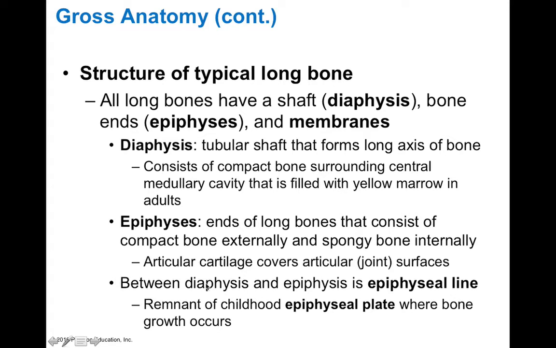Now, between the diaphysis and epiphysis, we actually have something called the epiphyseal line. The epiphyseal line is the remnant of your growth plate, also called the epiphyseal plate. The epiphyseal plate, which we'll go into more detail in a future video, is essentially made of hyaline cartilage, and it divides to help form cartilage that becomes bone.